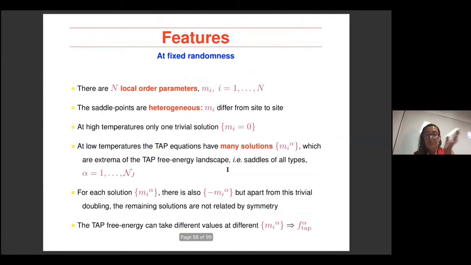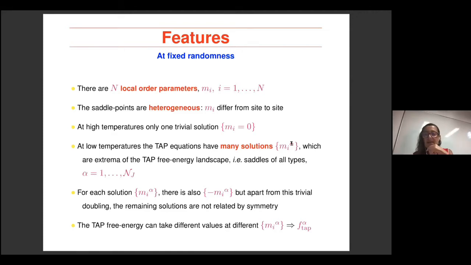Now, the features are that, okay, you have n local order parameters to deal with. The saddle points are heterogeneous in the sense that the m_i differ from site to site. At high temperatures, there is only one trivial solution, which is all the m_i equal to 0, which is like the paramagnet or the disordered configuration. But at lower temperatures, you start seeing these different solutions appearing, which you can label with an index alpha. And the way in which they appear and the way in which they are organized in height in this free energy density landscape is highly non-trivial, but can be studied.